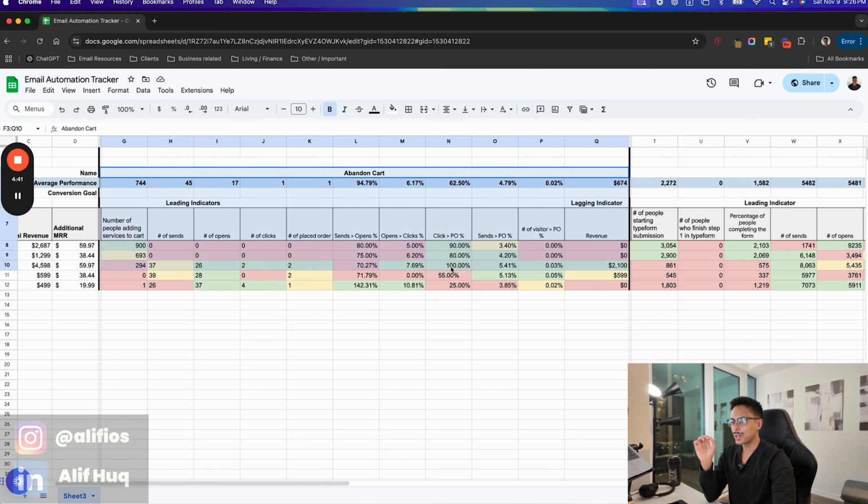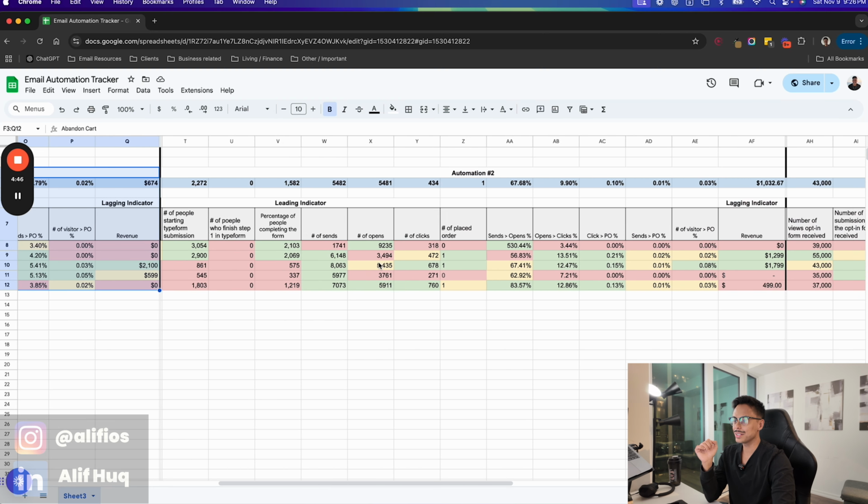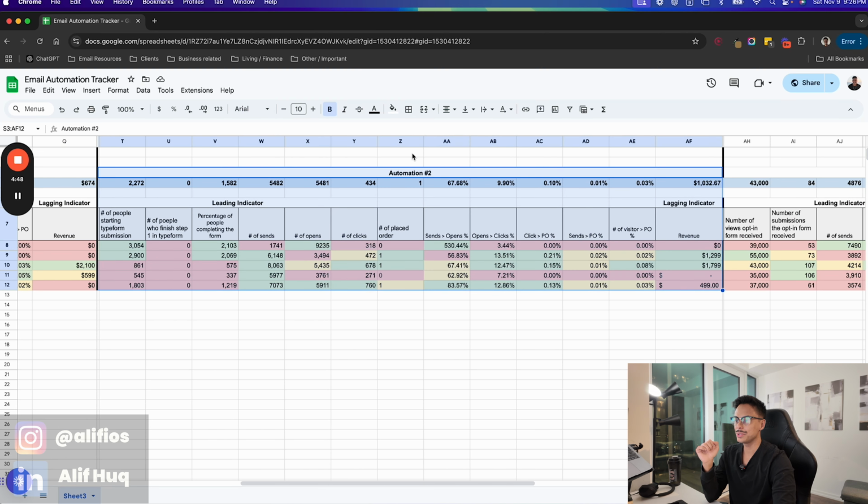Here are the metrics for one automation, right? For this example, let's say it's an abandoned cart. Here are the metrics for another automation. So automation number 2, this can be a welcome series or some sort of nurture campaign, or maybe a lead magnet nurture campaign, whatever you want to use this for.